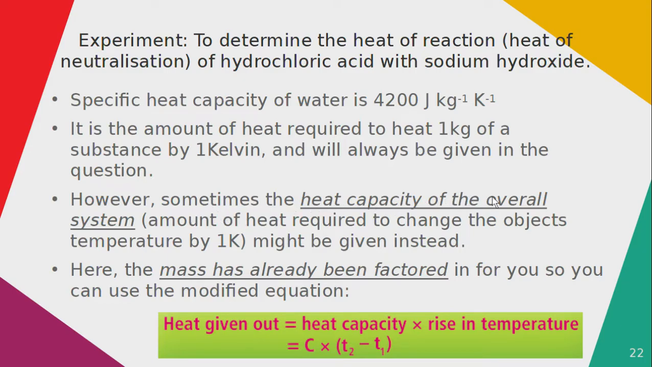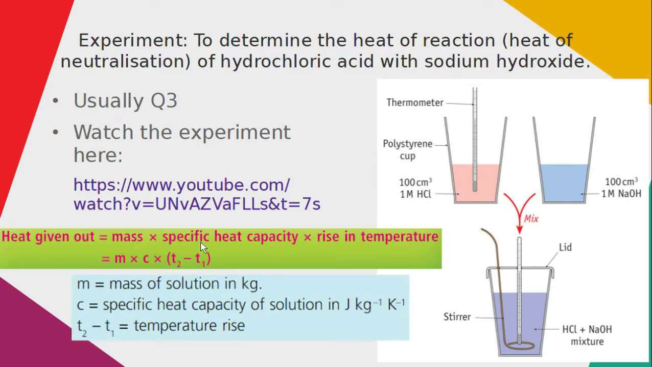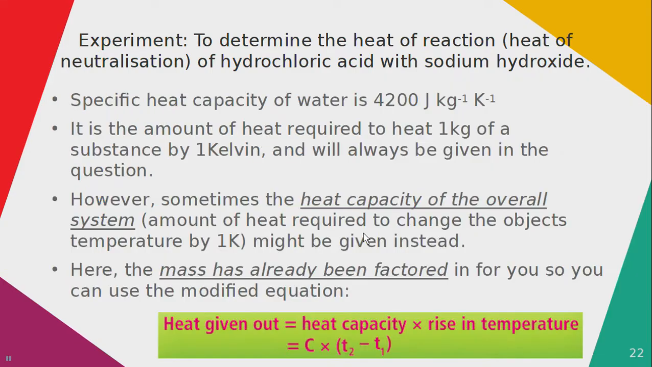Sometimes the heat capacity of the overall system will be given. All that means is that the mass, as I've underlined here, has already been factored in for you. So instead of having to look at your mass times specific heat capacity times temperature, it's just using the heat capacity of the system multiplied by the rise in temperature. Again, the specific heat capacity is just the amount of heat required to heat 1 kilogram of a substance by 1 degree Kelvin.